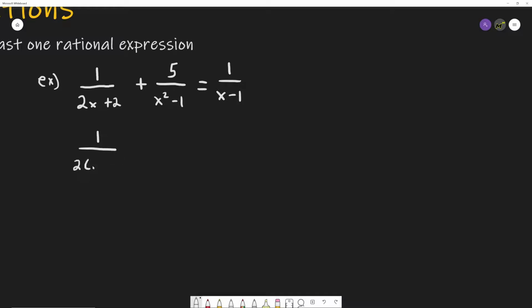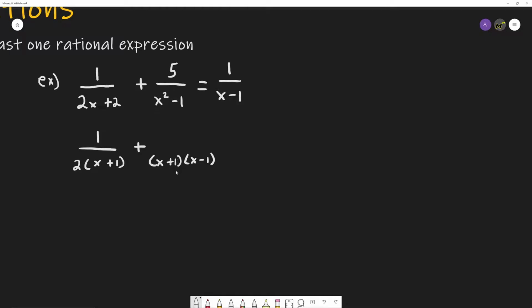So I'll take out a 2. That leaves me with 2 times x plus 1. Right here, the next term looks like a difference of squares, so we'd have an x plus 1 times an x minus 1. Because if we worked backwards, we'd have x times x, which is x squared.